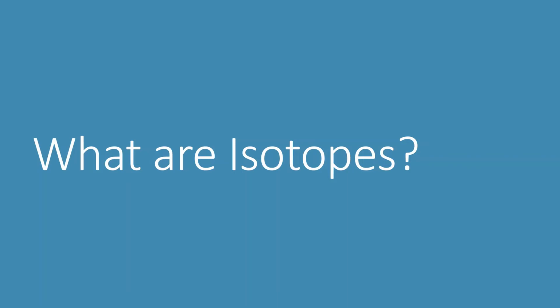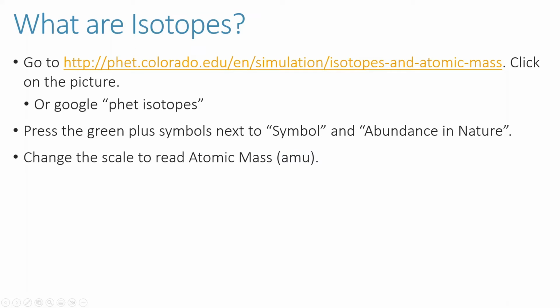What are isotopes? So you are going to go to PhET and you're going to look for isotopes. You can copy this URL, or if you just Google PhET isotopes, it should take you to the right place. Make sure that you press the green plus symbols next to symbol and abundance in nature, and change the scale to read in atomic mass units.